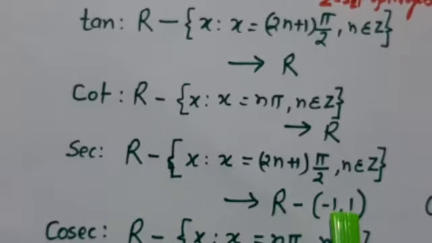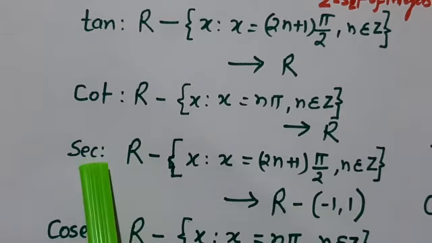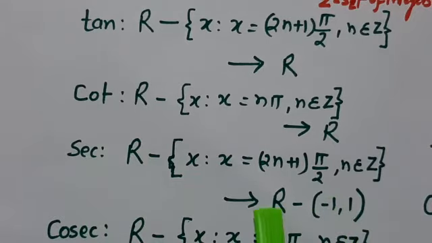Now here, same, see for sec x: this is the domain of sec x, and this is the range. In sec, the range is -1 to 1, open set, so -1 and 1 are not included. These two values will not come in the value of sec. From the real numbers, these two values, -1 and 1, will be removed. It means -1 and 1 are not values of sec.